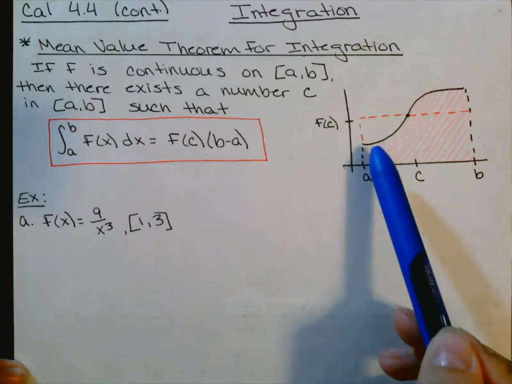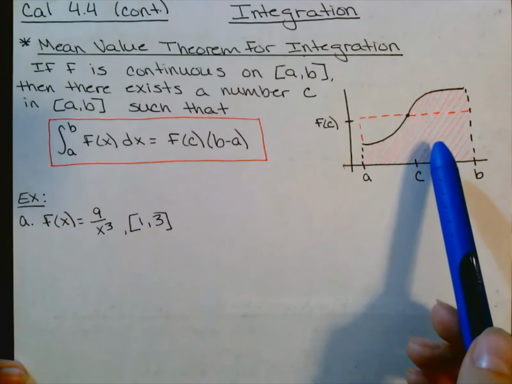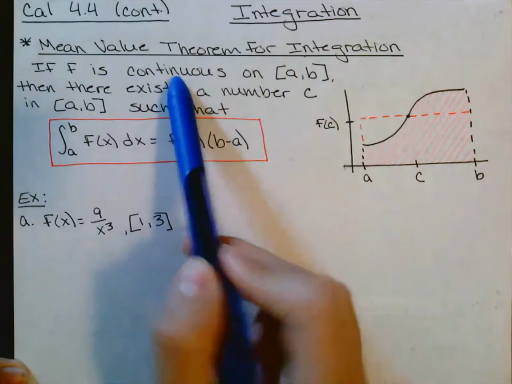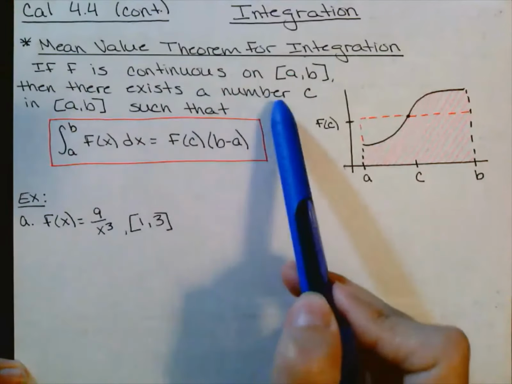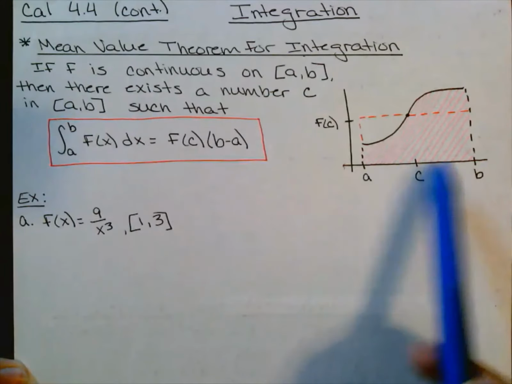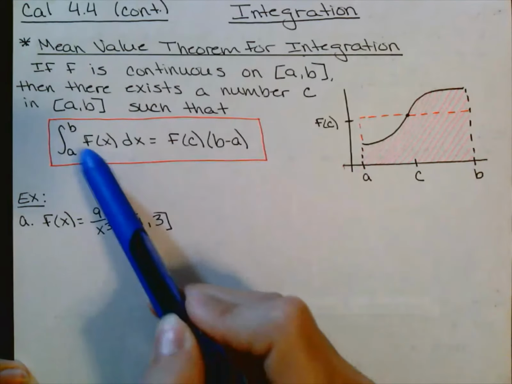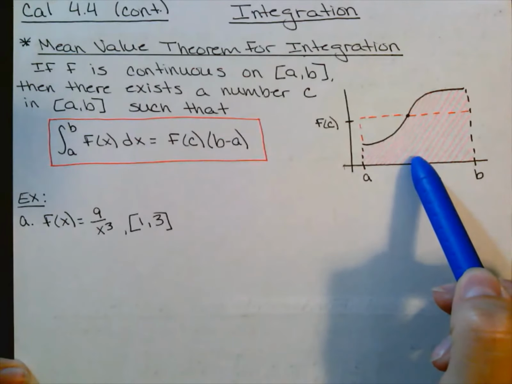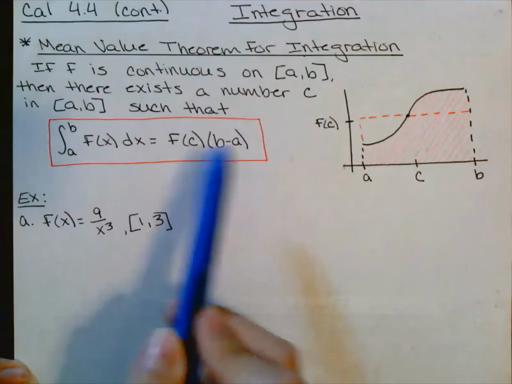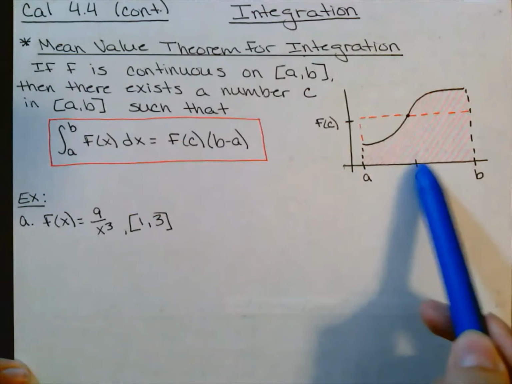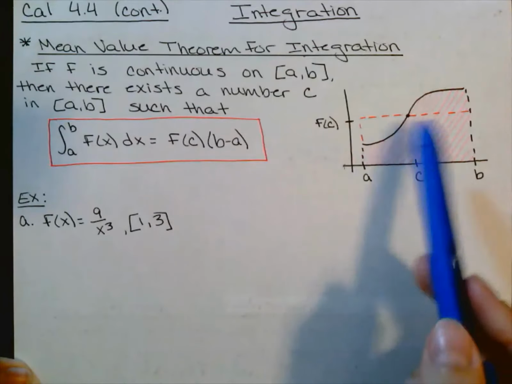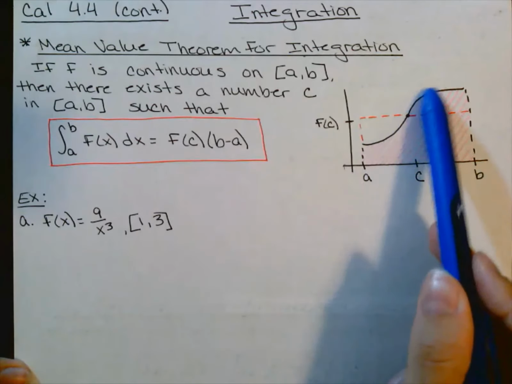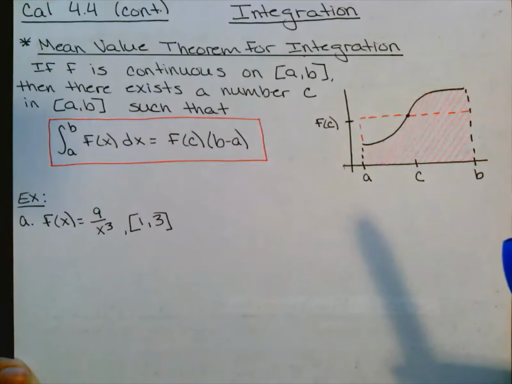We know that integration tells us the area under the curve. So the mean value theorem for integration states that if f is continuous from a to b, there exists a number c, an x value in between a and b, such that the actual area under the curve can be found. So we're going to use this equation to find that c, that one spot where I can find the average area under the curve that is equal to the actual integral, that area under the curve that is given to you.